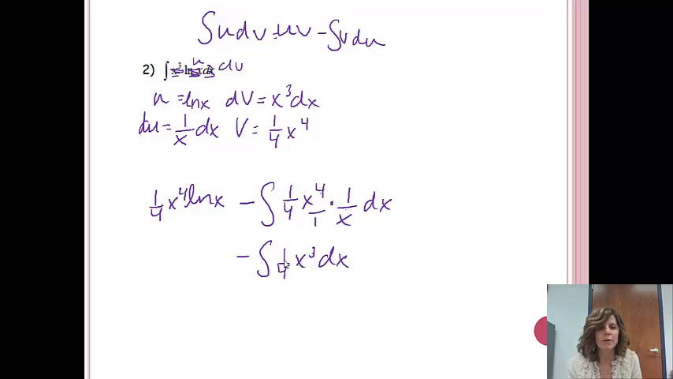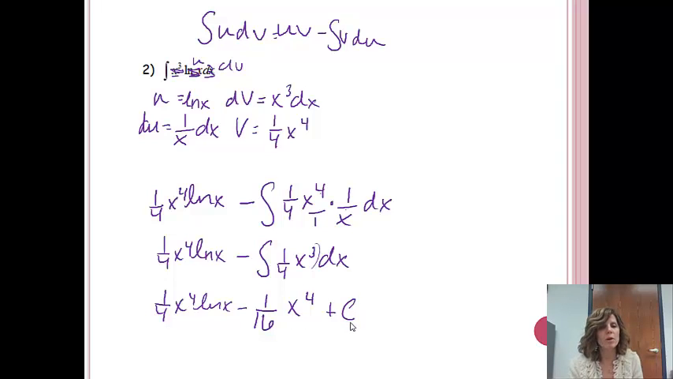And now from here, notice this actually is a pretty simple problem to take the integral of. So first of all, bring this down. All right, so I'm going to have 1/4 x to the 4th ln x minus the integral of x cubed would be 1/4 x to the 4th, but I already have a 1/4 there. So this is going to become 1/16 x to the 4th and then plus c. So once again, I was able to take the integral.